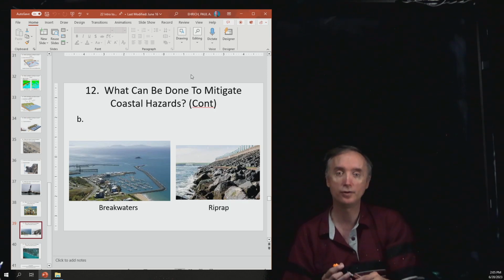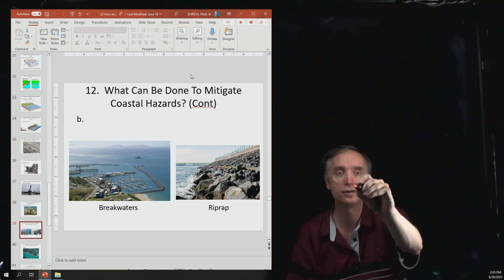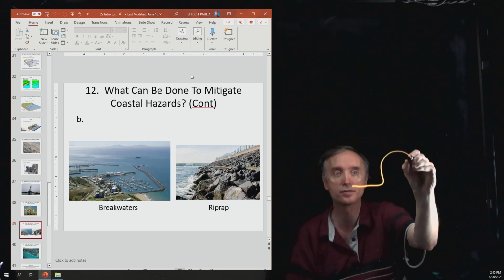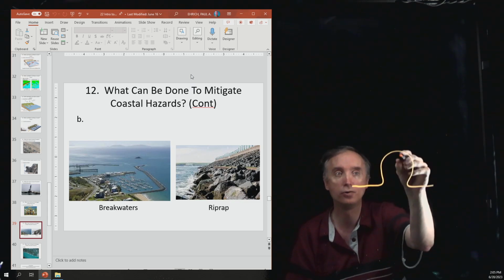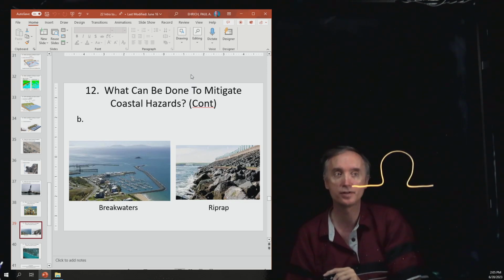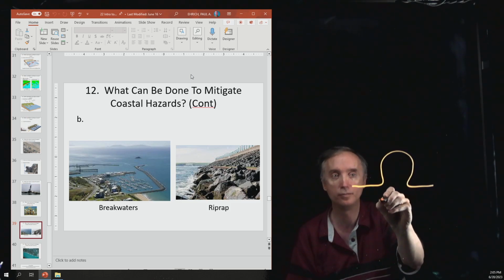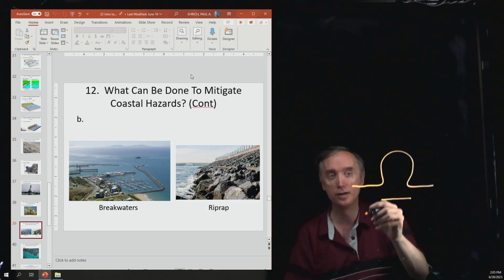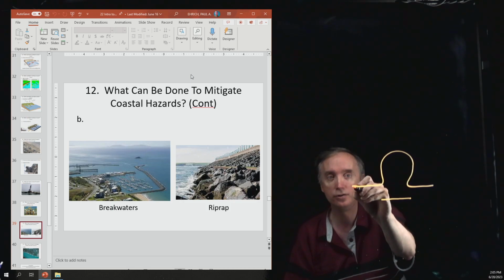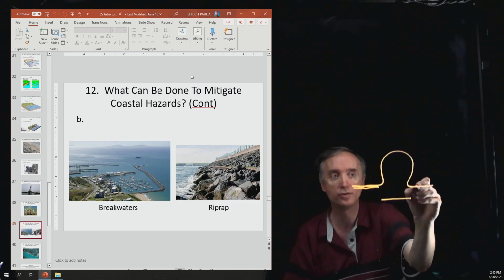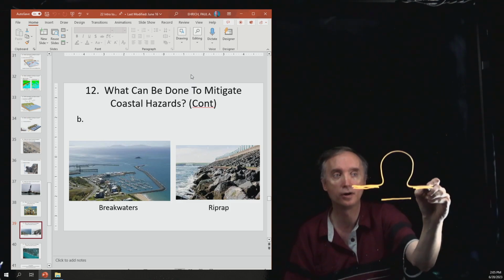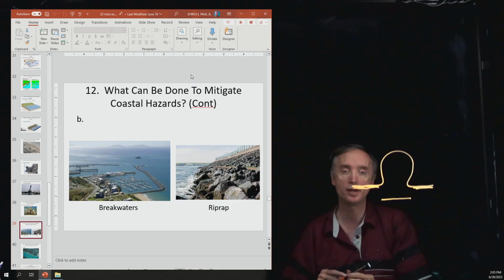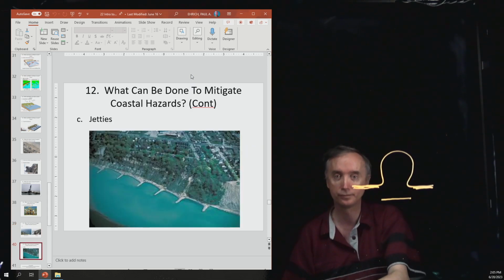Another thing is a breakwater. So let's say that here is the coastline, and then you have this cove here, and you want to protect it from ocean waves, then you can build a breakwater in front of it to absorb the energy of the waves. On the shoreline, you can put this riprap. So you can put that here, and then you can put that here, and then again, that would absorb some of the energy of the waves coming in.